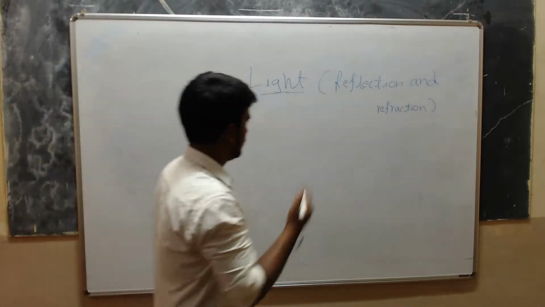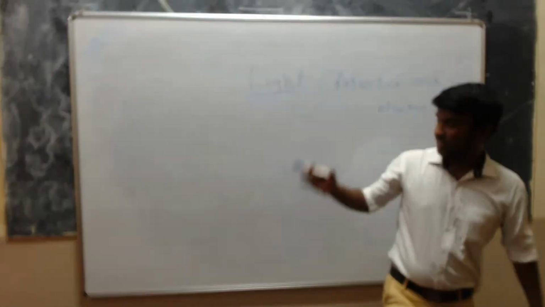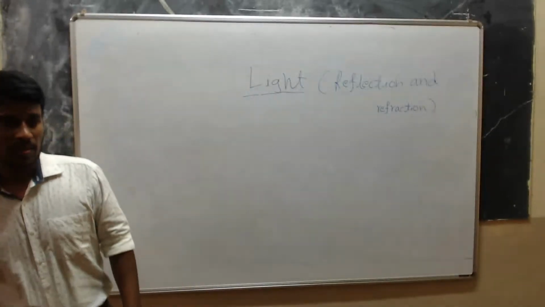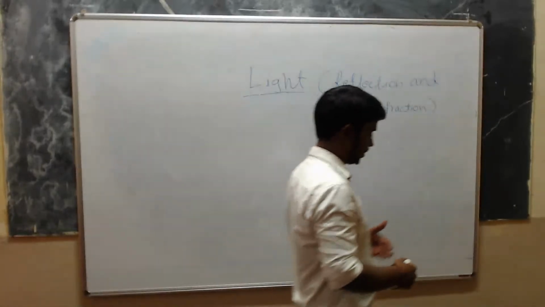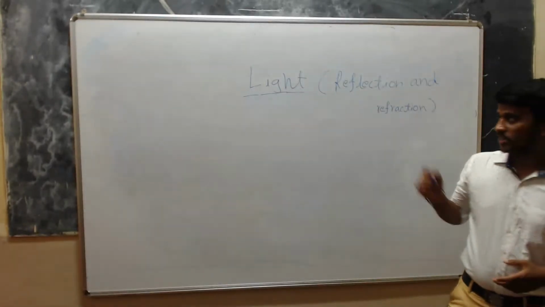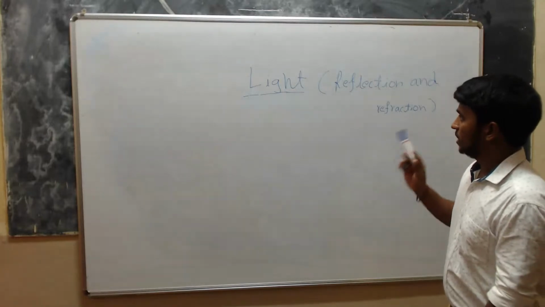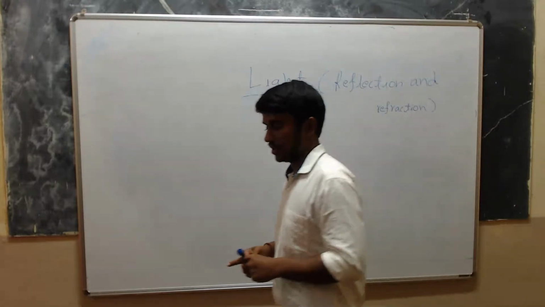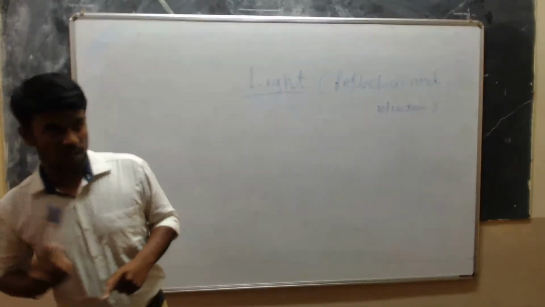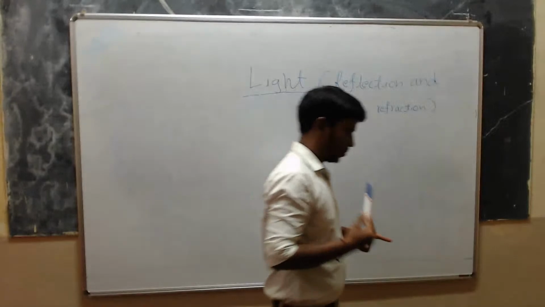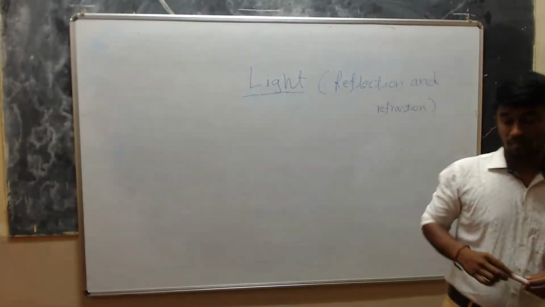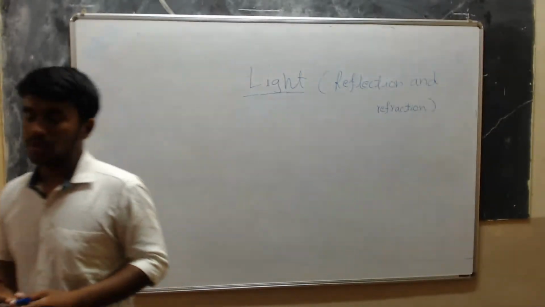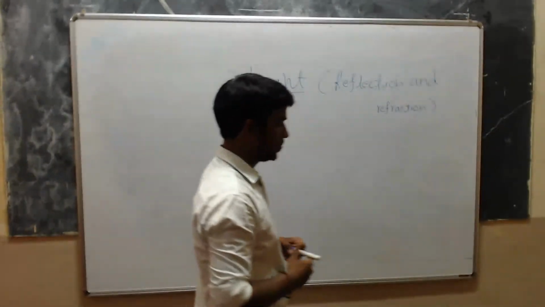Next, in this chapter, we have already studied reflection and refraction in your 7th standard and 8th standard. But now here we are going into detail. In this chapter, we are going to study what is the reflection of light, what are the laws of reflection of light, reflection of light in a plane mirror, properties of a plane mirror, reflection of light in concave and convex mirrors, and uses of concave and convex mirrors.